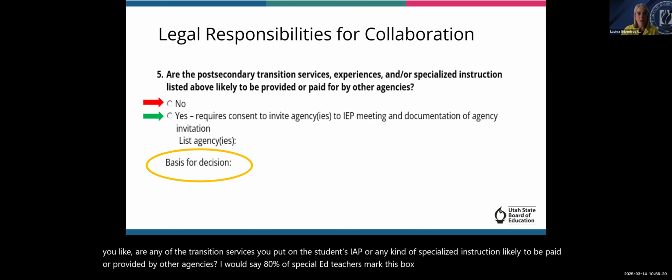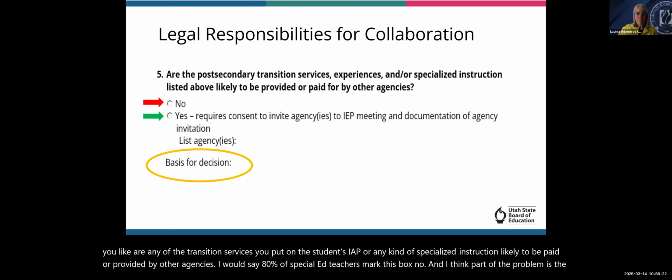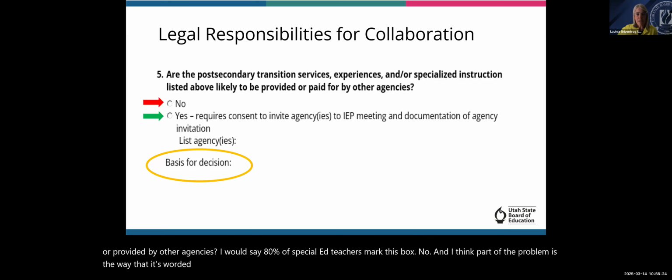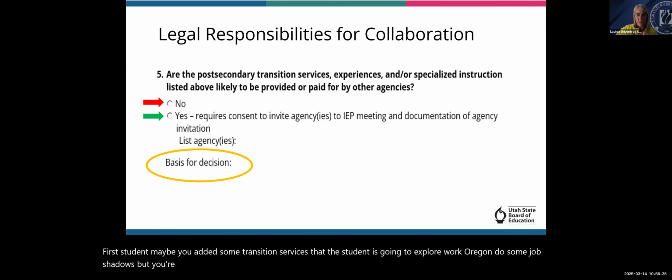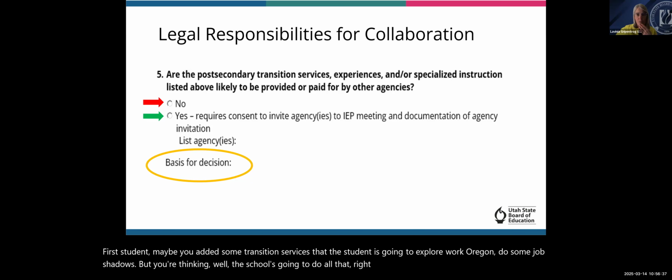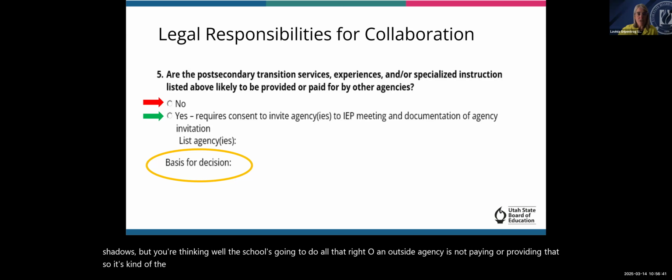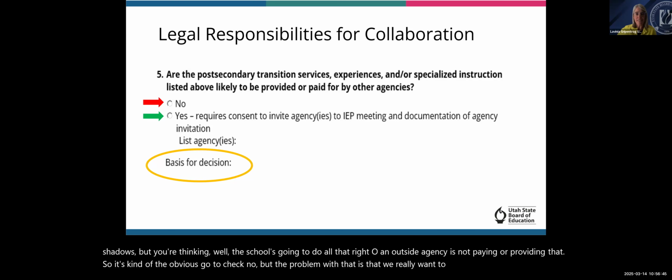And I think part of the problem is the way that it's worded, right? So you're developing a transition plan for a student. Maybe you added some transition services where the student is going to explore work or do some job shadows. But you're thinking, well, the school's going to do all that, right? So an outside agency is not paying or providing that. So it's kind of the obvious go-to to check no. But the problem with that is that we really want to include outside agencies.